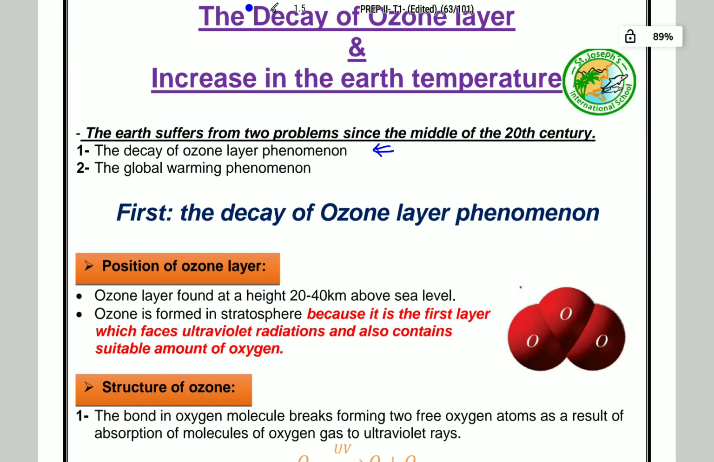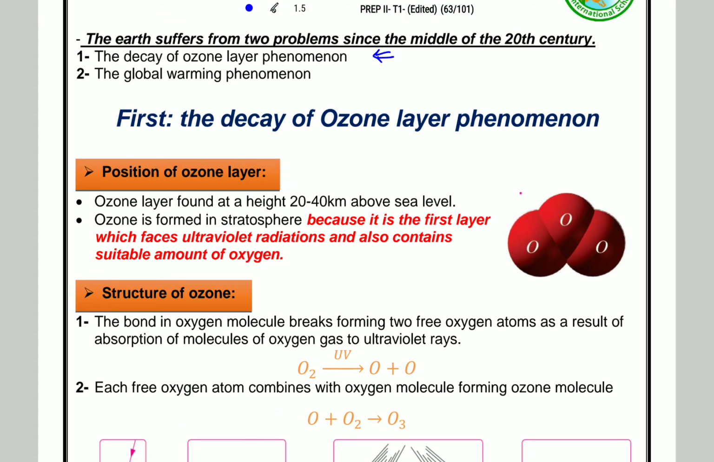First of all, let's talk about the first one, which is called erosion of the ozone layer. As you know from the previous lesson, the ozone layer is found in the stratosphere layer at a height of 20 to 40 kilometers. And why is this atmospheric layer, the ozone layer, found in this part from 20 to 40 kilometers? Actually because of two reasons. The first reason is that in this area there is a suitable amount of oxygen gas, and this area faces ultraviolet radiations.